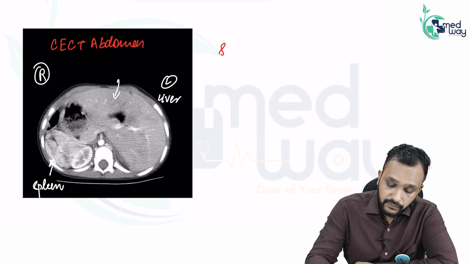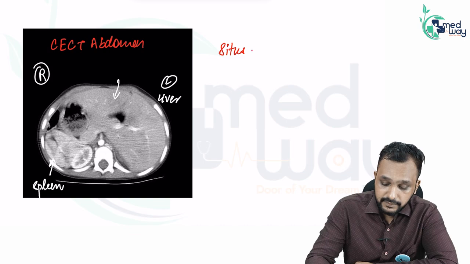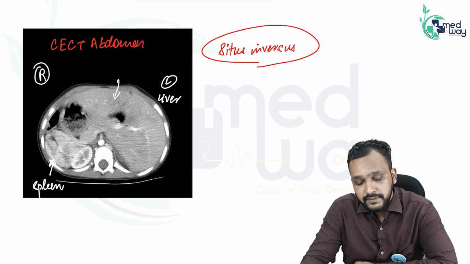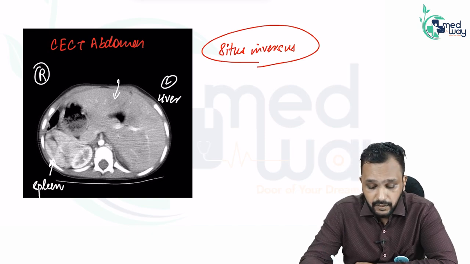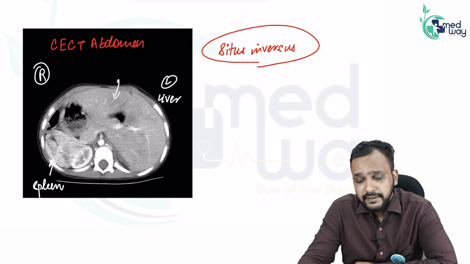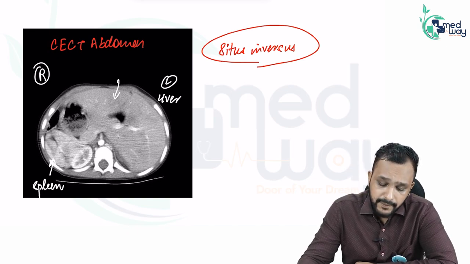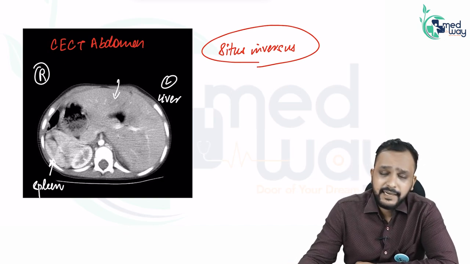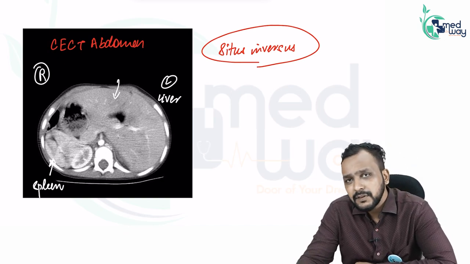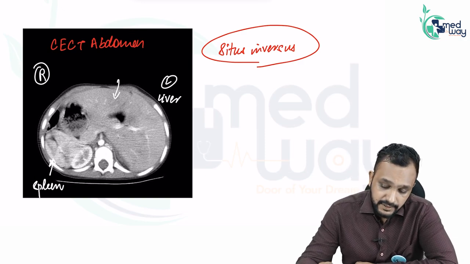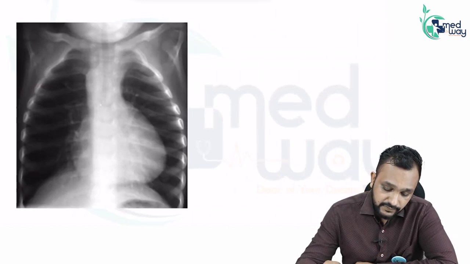So this is a case of situs inversus. Okay. So here you will see that the heart will be seen on the right side of the chest cavity, right? This is known as dextrocardia. Then you will see that the liver will be present on the left side and spleen will be present on the right side, right? This is known as situs inversus.